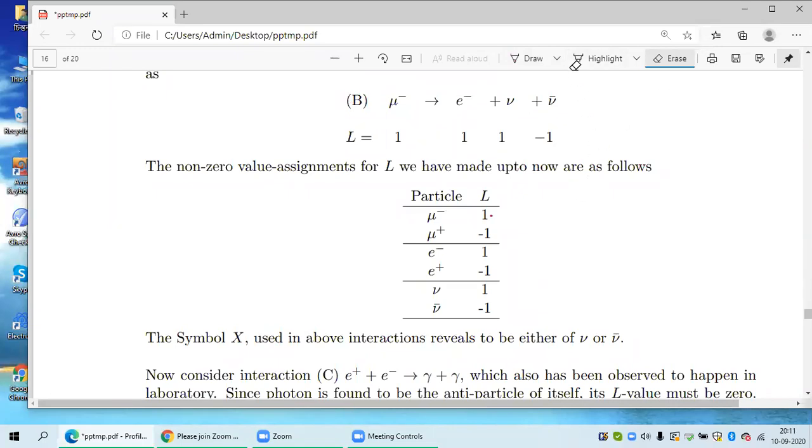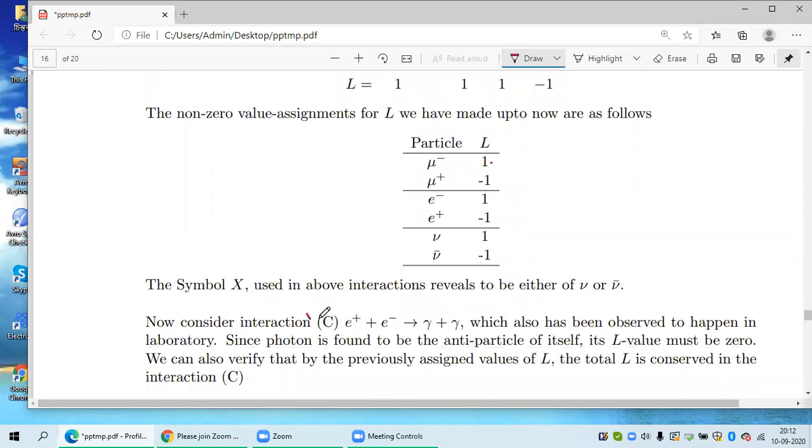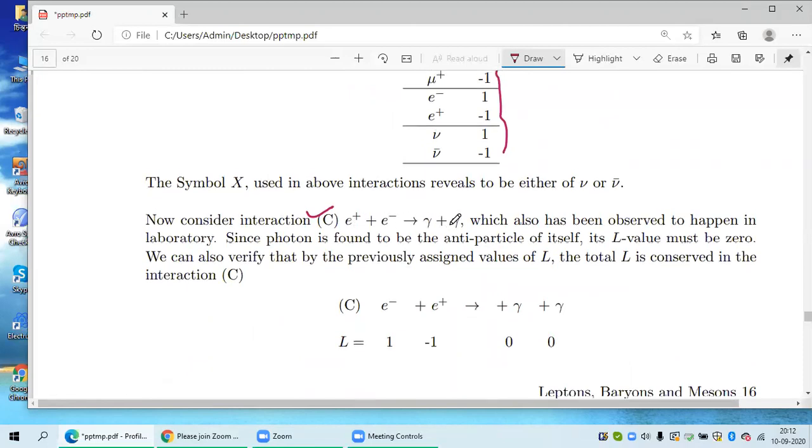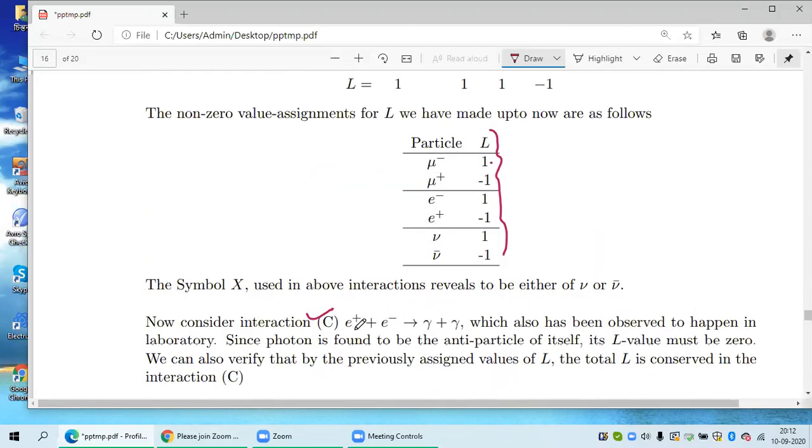Now come to the third introduction, an important introduction. We just have to verify something: for this third introduction, where we have assigned this L value according to A and B, looking at the equations for muon decay and pion decay, this interaction happens in nature and these assigned values satisfy it. So check, charge is conserved, but what is the L value of the positron? It is -1. The L value of the electron is +1. What is the L value of the photon? You don't need to assign anything because the photon is its own antiparticle. Its L value must be 0.